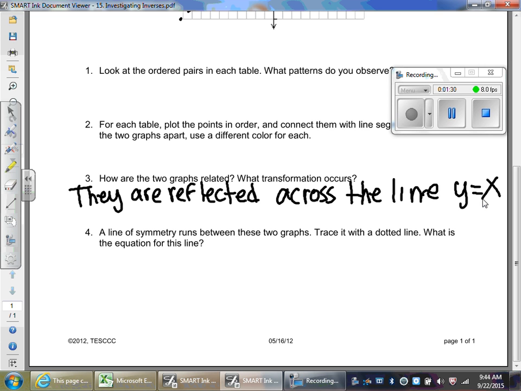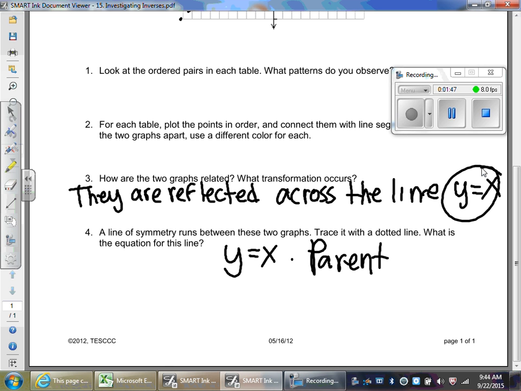A line of symmetry runs between those two graphs. Trace it with a dotted line or dashed line like I did. If you feel like you need a ruler, you may grab one. And the equation I'm already telling you. The equation for that is y equals x, which is the parent function of linear functions.